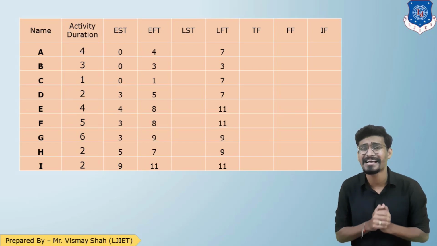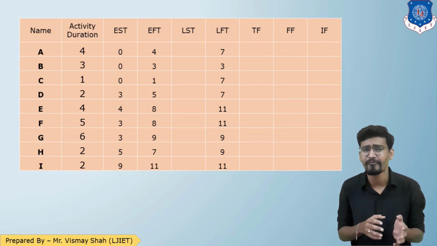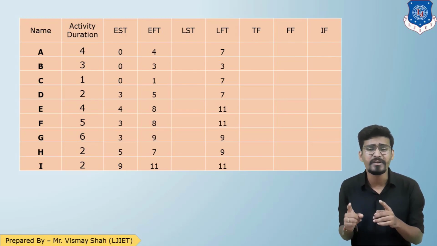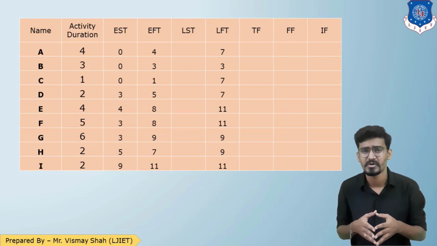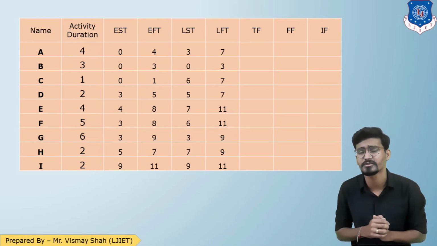Now the remaining is LST. So LST is LFT minus the duration of the activity. So duration for A was 4 and the LFT was 7. So 7 minus 4, that will be 3. Now for activity B, duration was 3 and LFT was 3. So 3 minus 3, 0. So this is how we need to complete the entire table. Alright, so here is the complete table consisting of the values of LST.